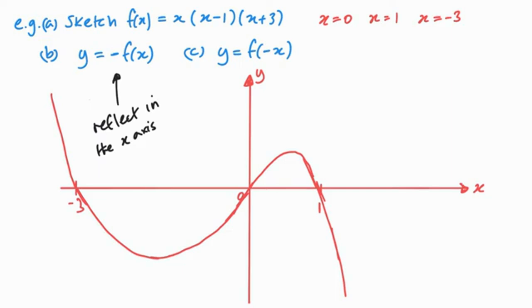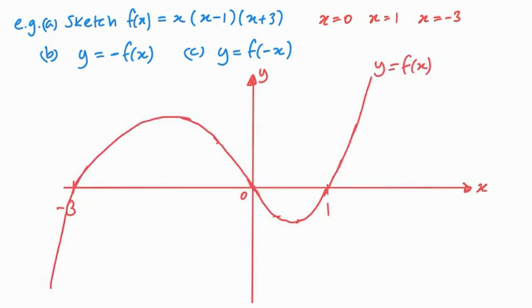Now let's remind us what the original f of x graph looked like. Okay, and let's look at what happens for part C, where now my minus sign is inside the brackets.